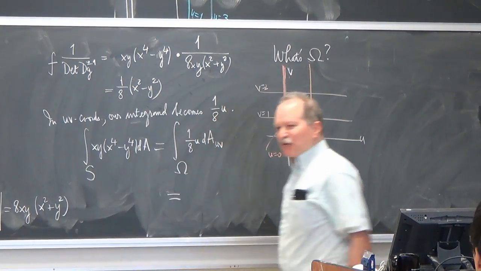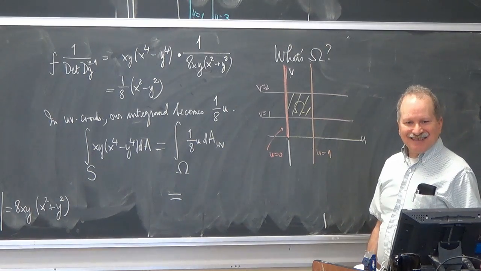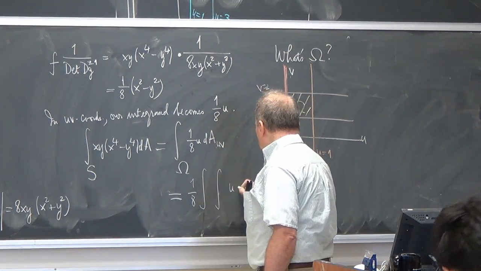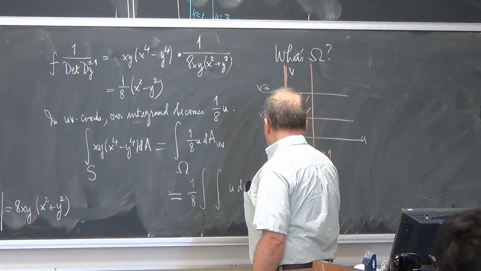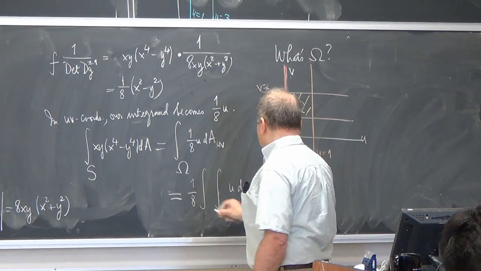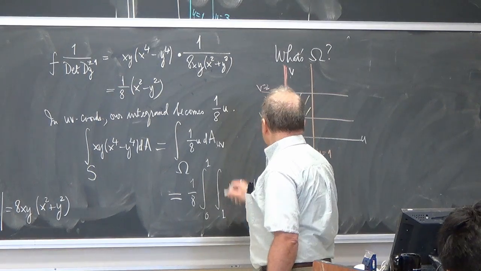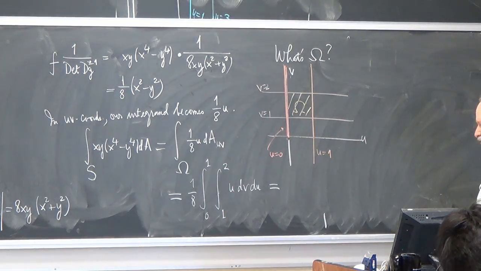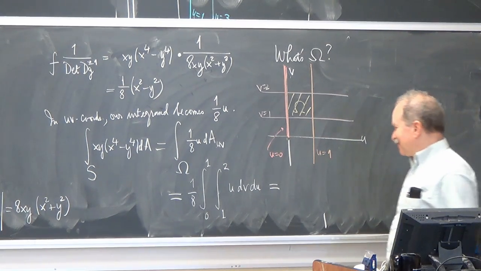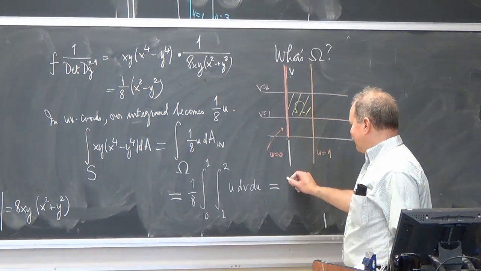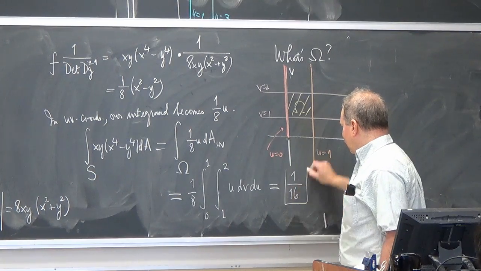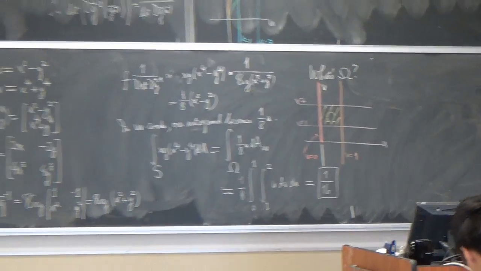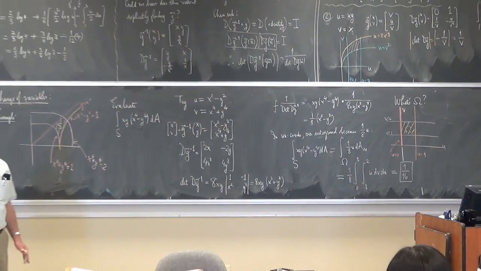Do we need to debate whether we want to do du dv or dv du? No, we don't really need to. 1/8 the integral of u dv du, 0 to 1, 1 to 2. And even you guys can do this in your head. You just get u again, right? So would it be 1/2? So no, it'd be 1/16.